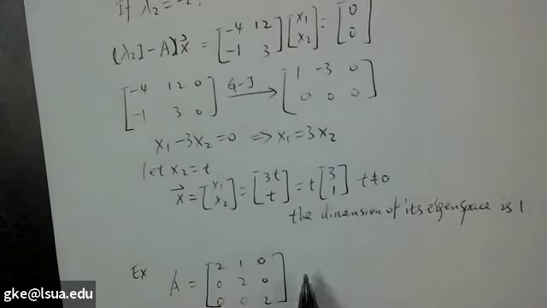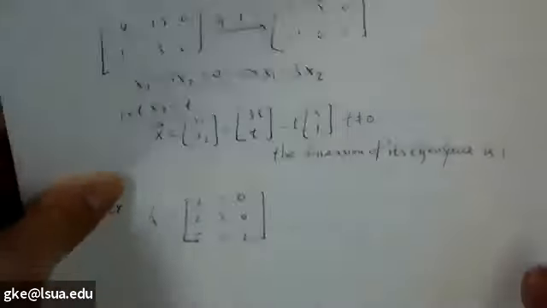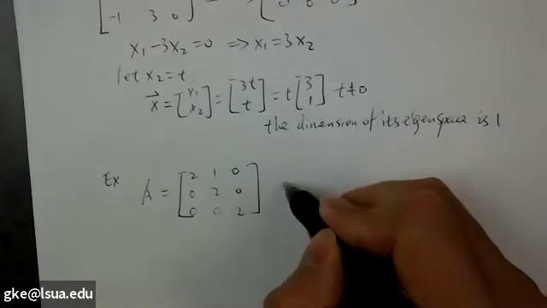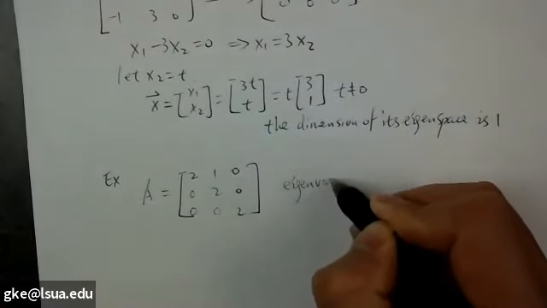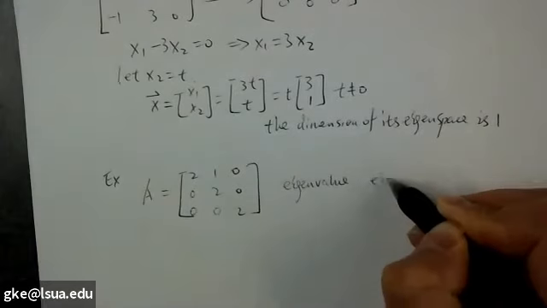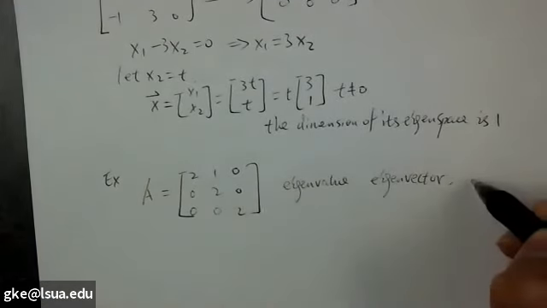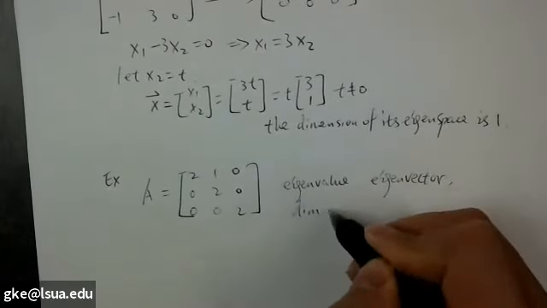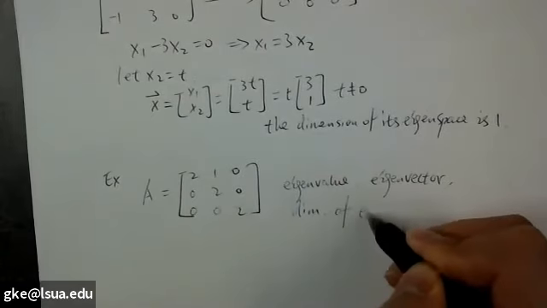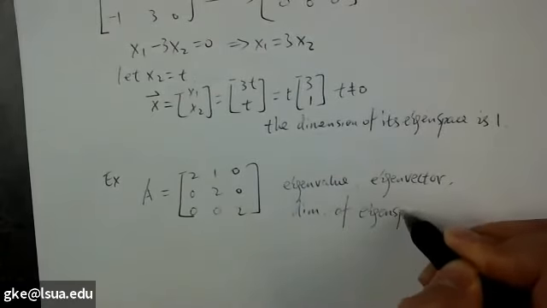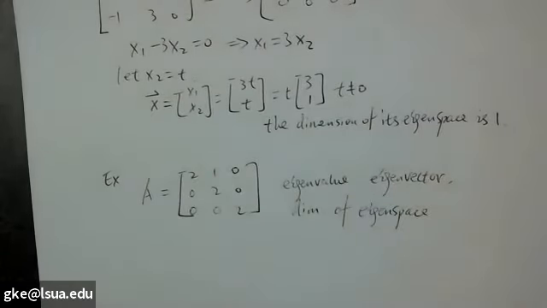Find the eigenvectors and eigenvalues for me. So the eigenvalue, the eigenvector, and also the dimension of the eigenspace. Try it by yourself. Okay.